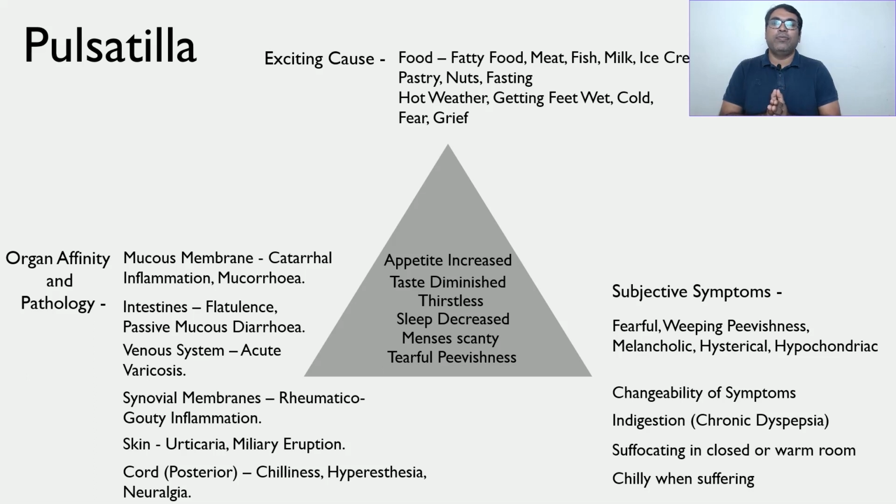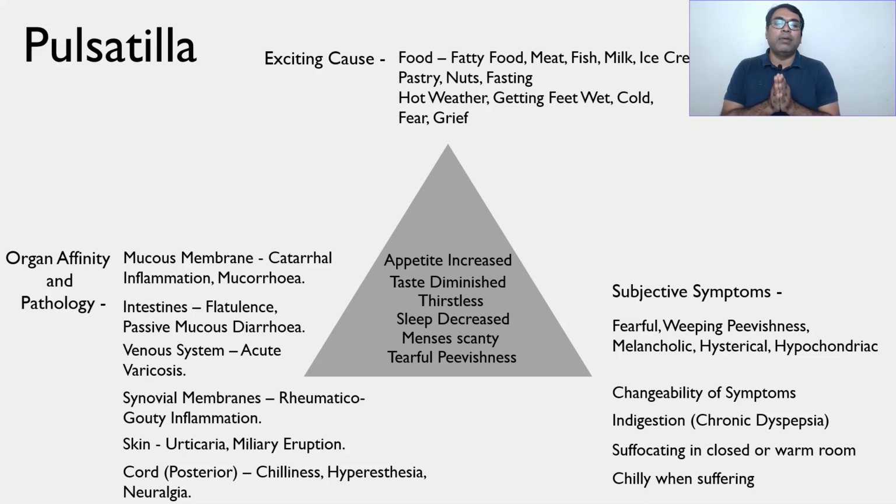So in that sense, we first focus on the exciting cause. When we deal with Pulsatilla, we need to understand its exciting causes. That is the important thing in understanding acute Materia Medica. While treating an acute disease, we need to focus on the acute exciting cause. In Pulsatilla, it is food. The stomach gets disordered, so all the complaints begin or aggravate after fatty foods, meat, fish, milk, ice cream, fatty fruits, spoiled food, pastry, nuts, and sometimes fasting. These are very important exciting factors for aggravation of Pulsatilla.